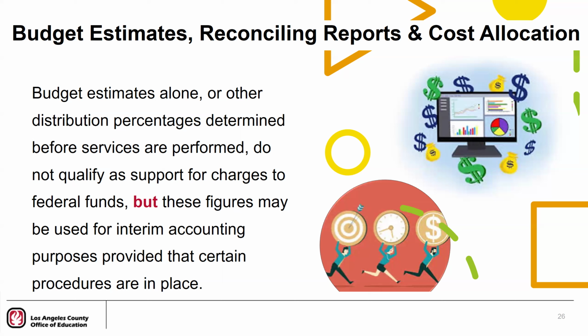Budget estimates alone or other distribution percentages determined before services are performed do not qualify as support for charges to a federal fund. In other words, after the employee has completed time and effort reporting, you must true it up throughout the year. Your budget estimates at the beginning of the year versus your actual services performed by the end of the year may be different. And the process of estimating the budget and checking in on what actually is expended is a continuous process and required. So how does your system look for accuracy?